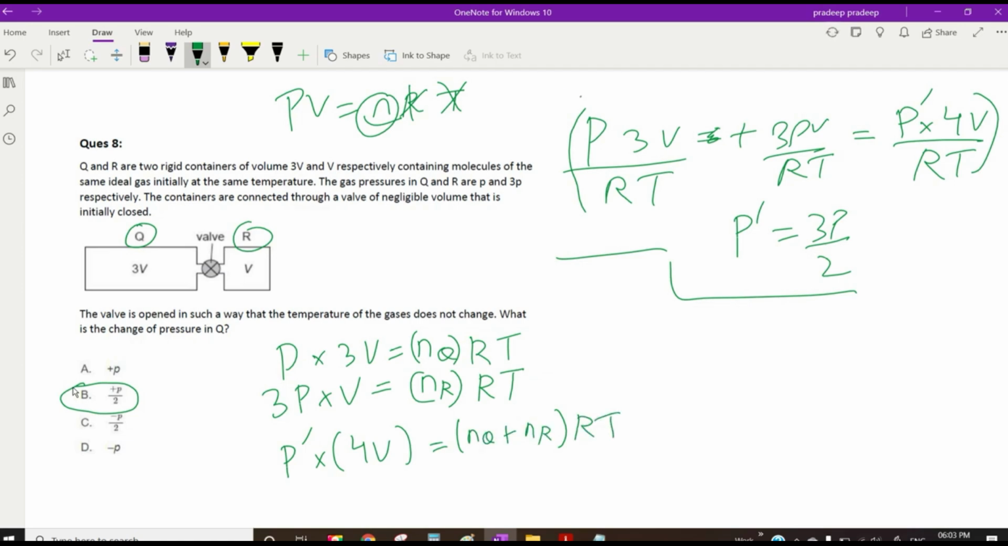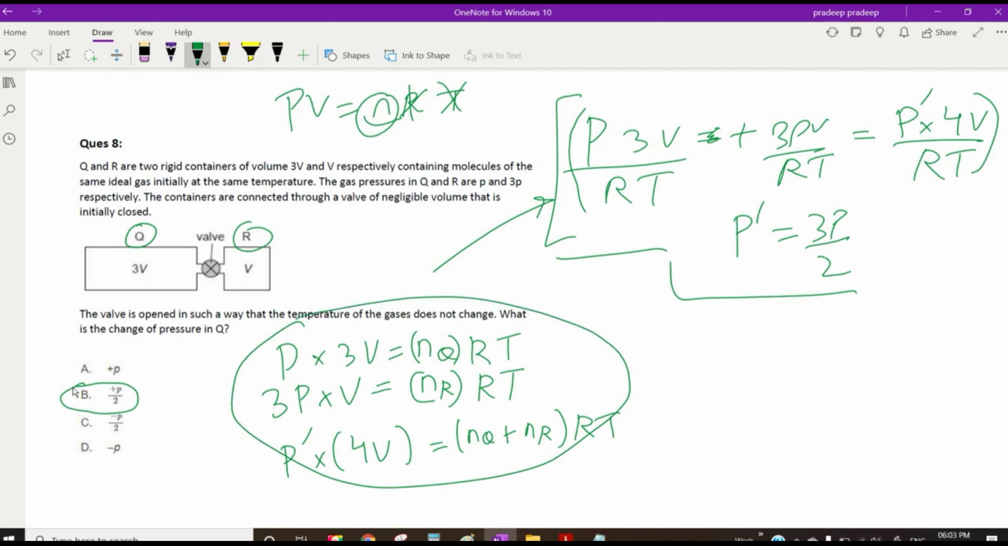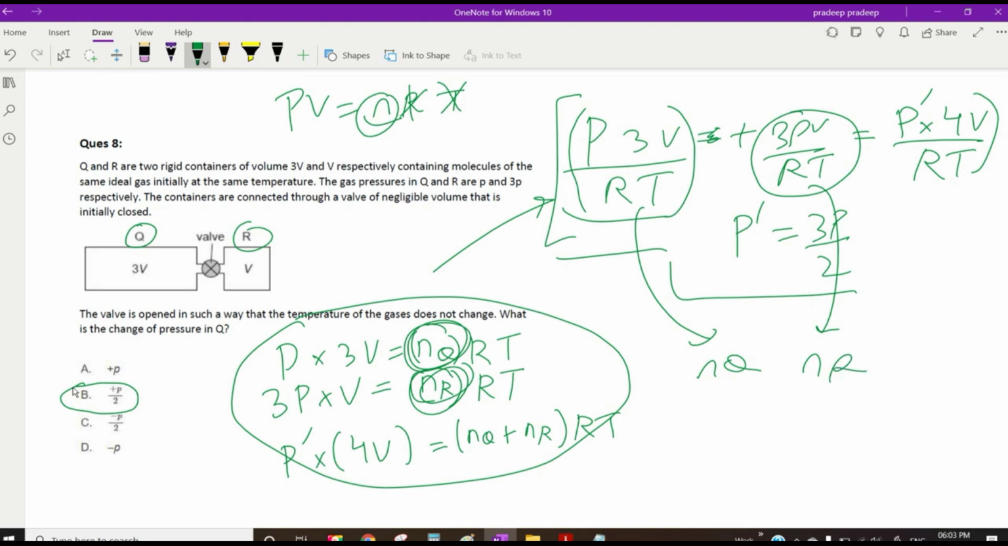So basically what Vaibhav was telling here is nothing but this same thing. What he has done is, if you observe P into 3V divided by RT, this is your nQ. This particular bracket is nQ. Now 3PV by RT, this is your nR. And P dash into 4V by RT, this is your nQ plus nR, which comes from the last equation, the third equation.